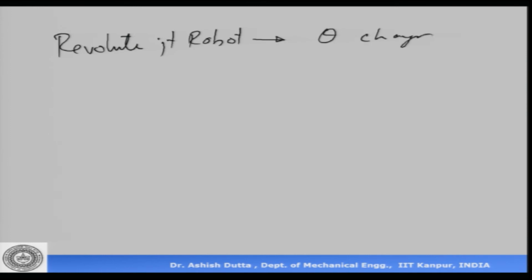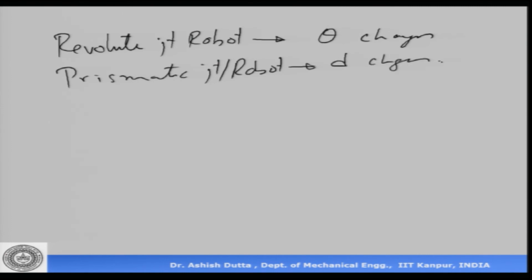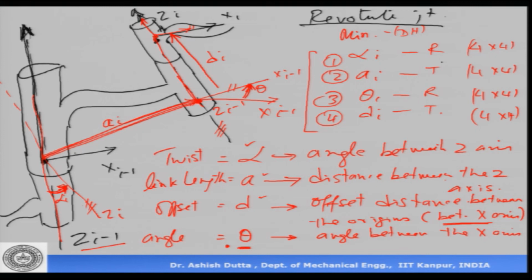So, something to note here is when the robot moves, essentially, for a revolute joint robot, only theta changes, and for a prismatic joint robot, what changes is d. So, what is d? D is the offset distance, right.